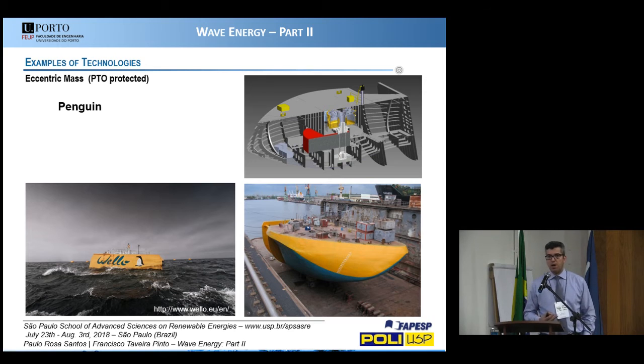Since the maintenance costs are usually high for this kind of technologies, because they are in a very aggressive environment, there are also some technologies that try to protect the most sensitive parts of the equipment inside one hull, like in this case. So the idea is to protect the power takeoff and all the instrumentation and the equipment here. You have here the Penguin, so it's an eccentric rotating mass. So due to the oscillations of this, we have the mass rotating inside the hull in order to produce electricity. So you can see here some tests in the sea.